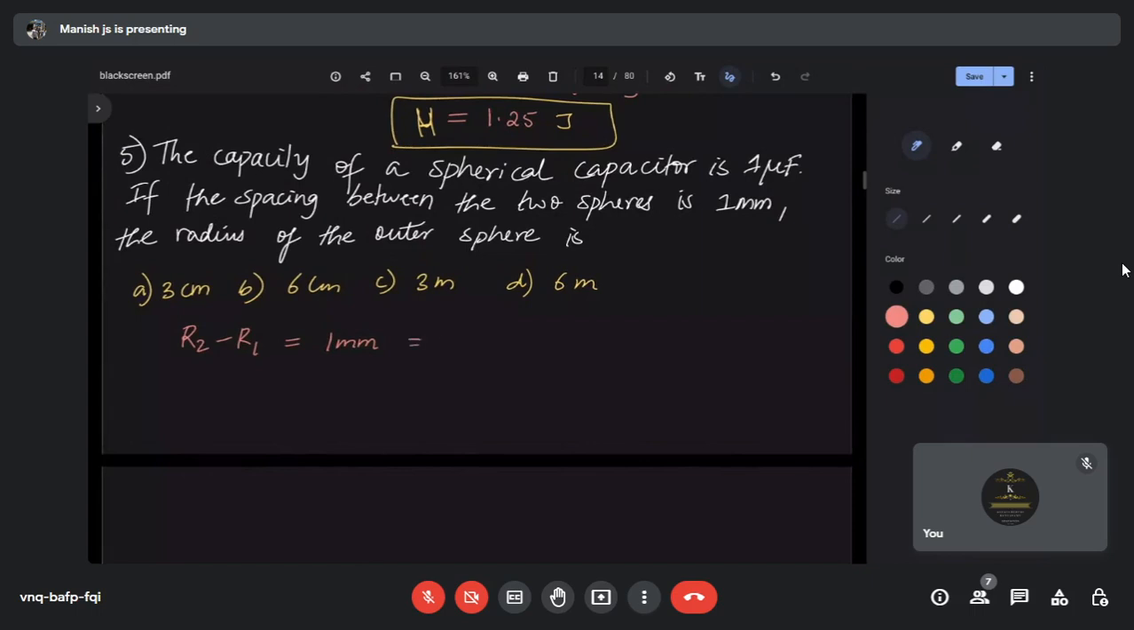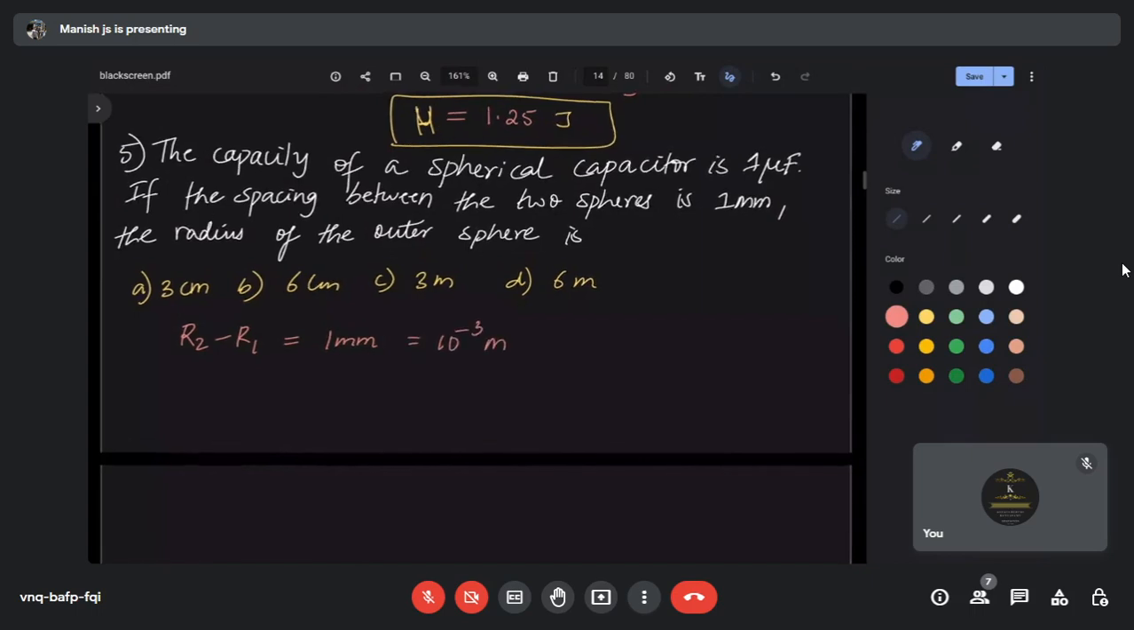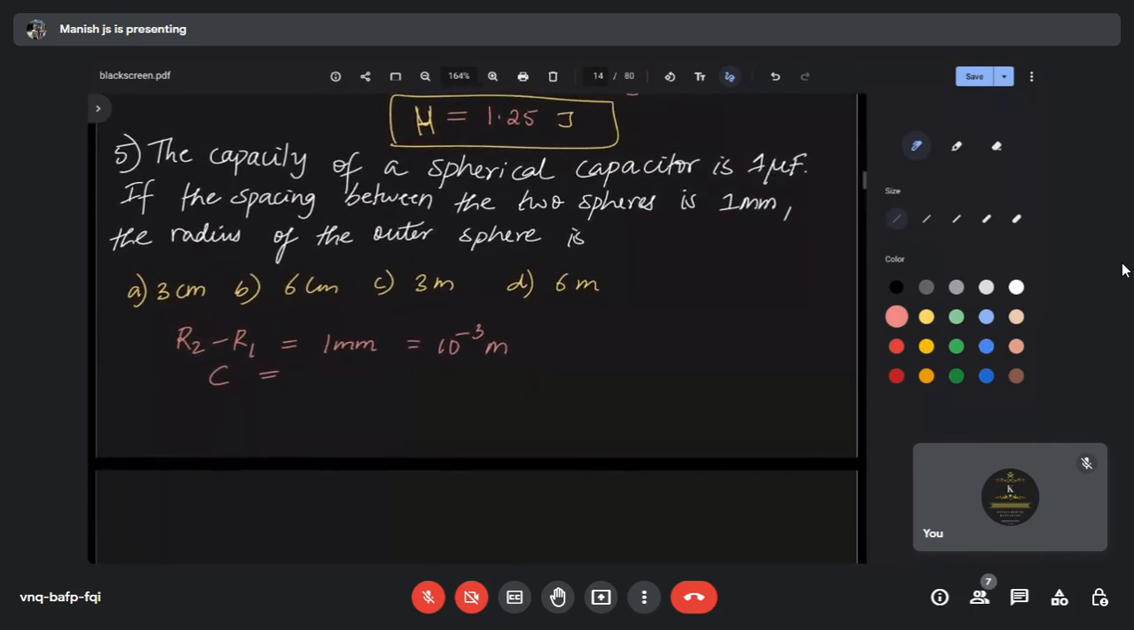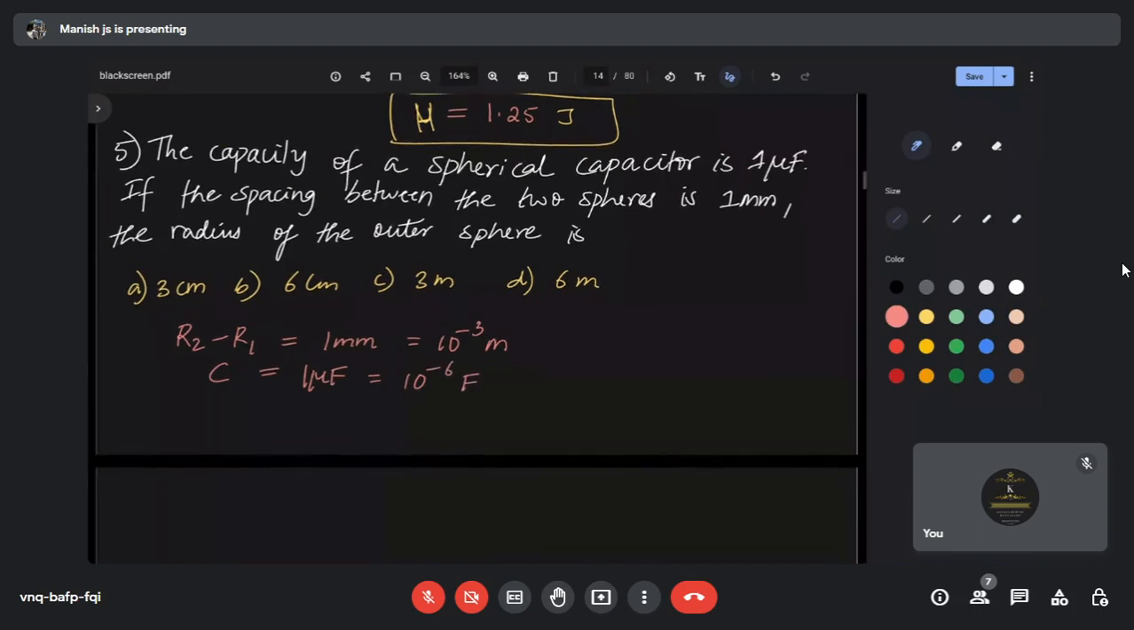So you can directly write it as 10 power minus 3 meters. And they've given you the capacitance value as 1 microfarad. So convert that also, which is 10 power minus 6 farad. What else have they given? So these are the two data we have.